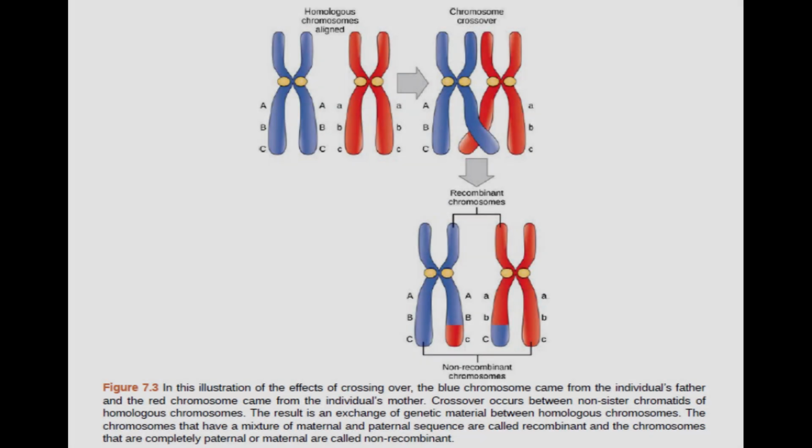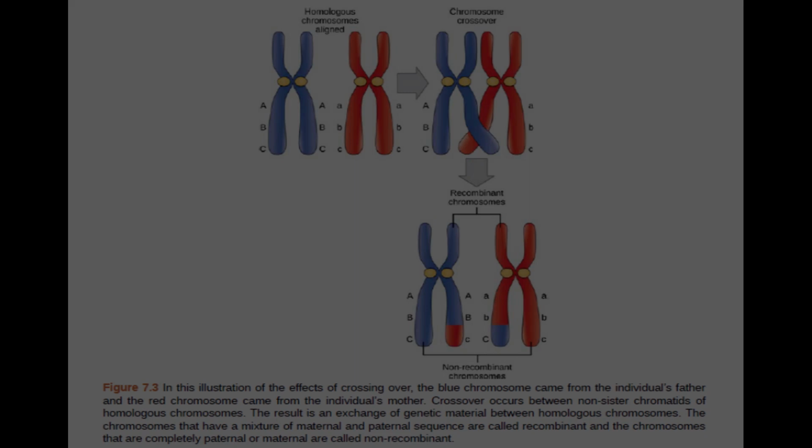Figure 7.3. In this illustration of the effects of crossing over, the blue chromosome came from the individual's father and the red chromosome came from the individual's mother. Crossover occurs between non-sister chromatids of homologous chromosomes. The result is an exchange of genetic material between homologous chromosomes. The chromosomes that have a mixture of maternal and paternal sequence are called recombinant, and the chromosomes that are completely paternal or maternal are called non-recombinant.